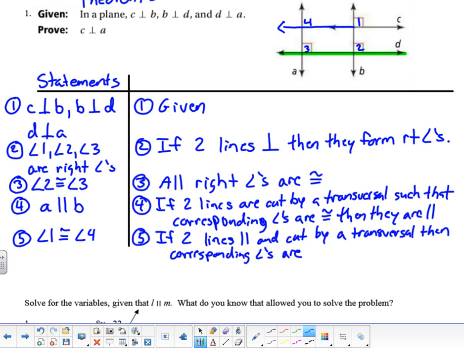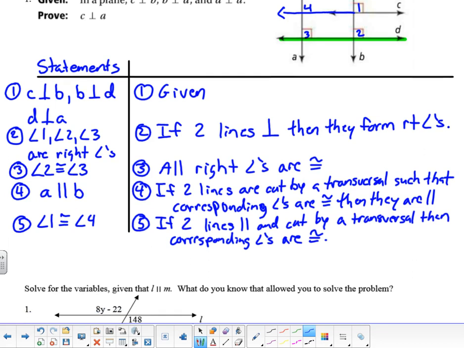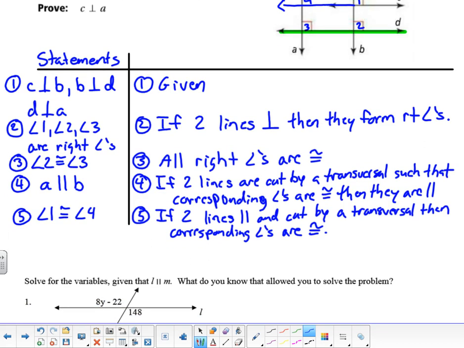Okay, now what can we say about angle 4? If angle 1 is a right angle, angle 4 must be a right angle. So 6 is going to be that angle 4 is a right angle. That's really just because all right angles are congruent.